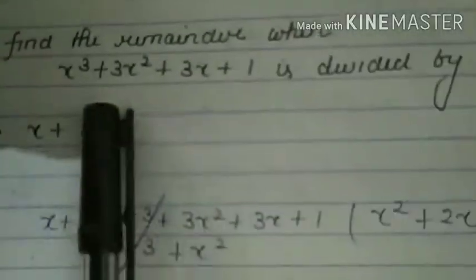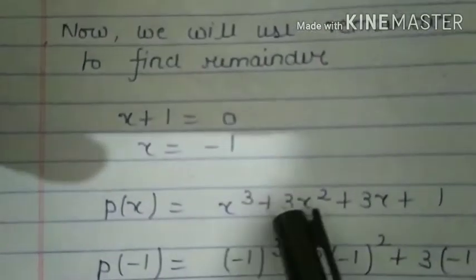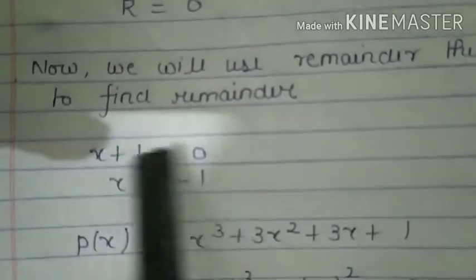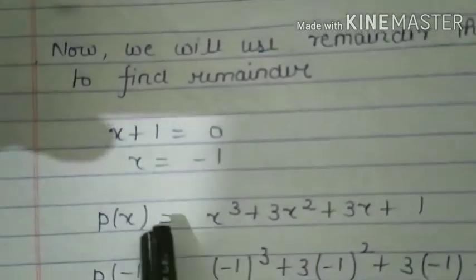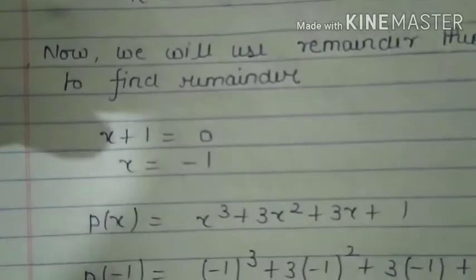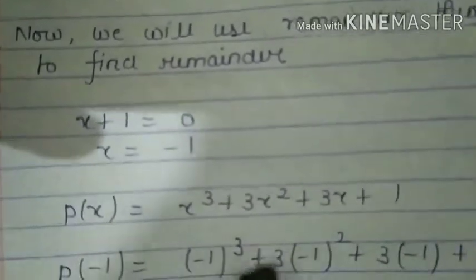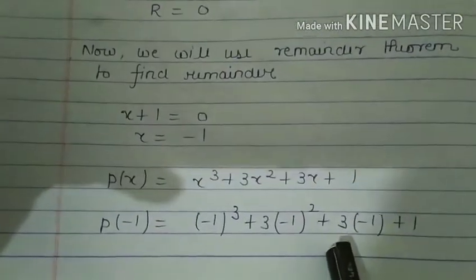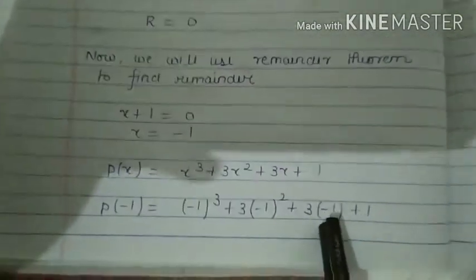And the polynomial you are dividing, you let it be p(x). p(x) equals x cube plus 3x square plus 3x plus 1, then you have to put the value x equals minus 1 in the whole polynomial. So p(minus 1) equals (minus 1) cube plus 3 (minus 1) square plus 3 (minus 1) plus 1.